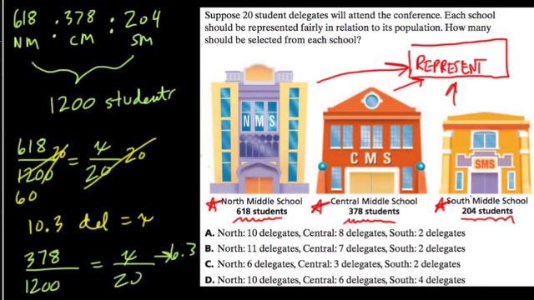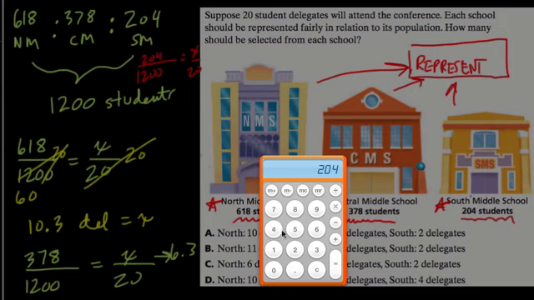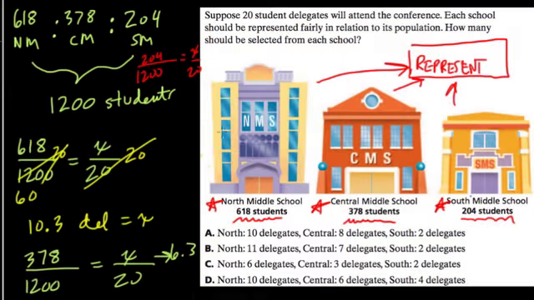And then at South Middle School, what do we have? Well, we'll have 204 over 1,200. What will that equal out of 20? Again, we multiply both sides by 20. 204 times 20, right, divided by 1,200. And that gives us 3.4.